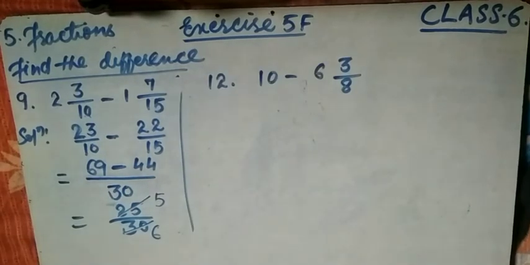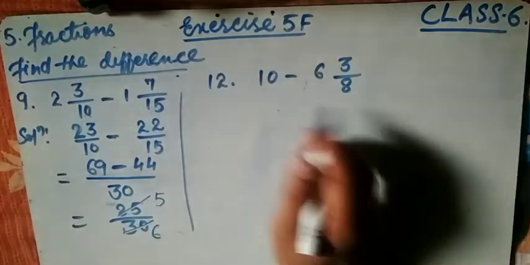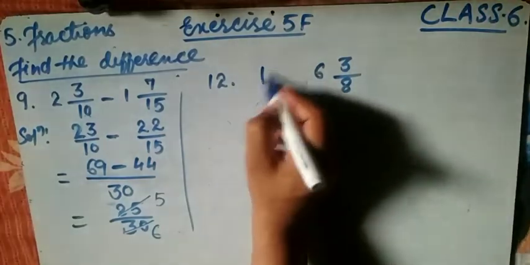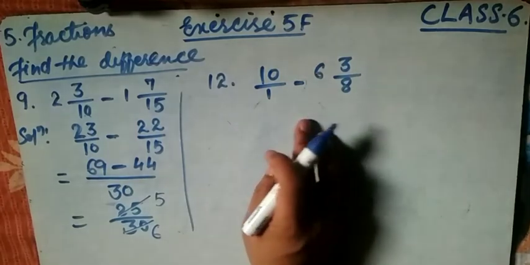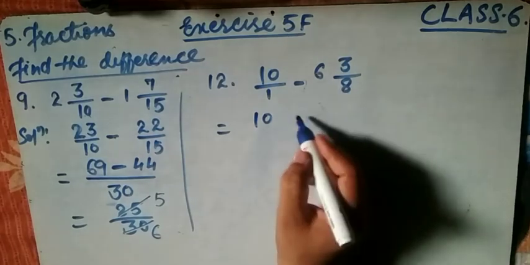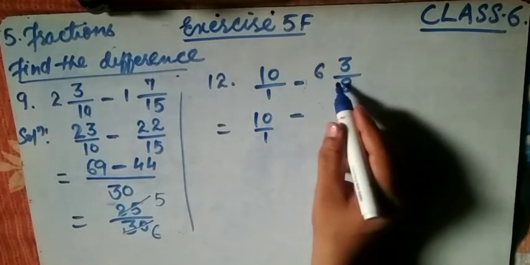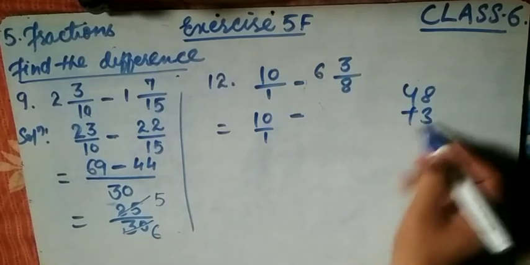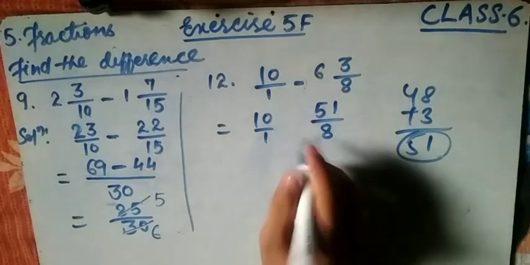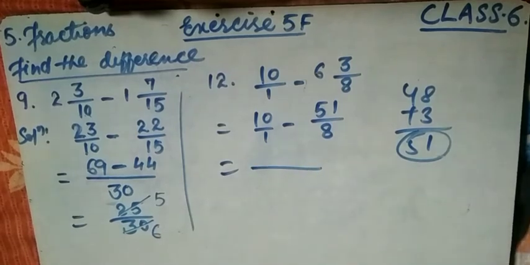Friends, this is another question, question number 12. This is the last question: 10 minus 6 3 by 8. But what type of fraction is it? Yes, here the 1 is hidden under the 10. So this is also an improper, unlike fraction. First we have to change this mixed fraction into an improper fraction. 8 times 6 is 48, plus 3 is 51, so 51 divided by 8. Now the 1 is hidden here, and this is also unlike fractions.